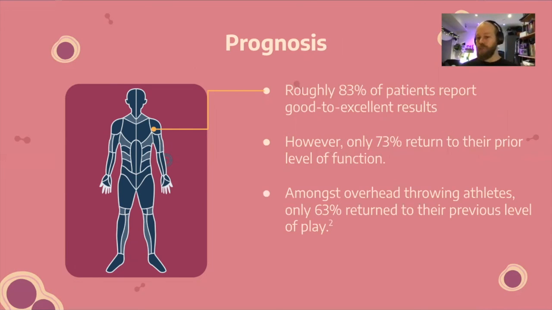About 83% of patients report good to excellent results. Only about 73% return to their prior level of function. And amongst overhead throwing athletes, only about 63% return to their previous level of play. So again, for a large majority of people who might experience this, the functional outcomes are not super bad. For high performing overhead athletes, though, the prognosis is not quite so good.